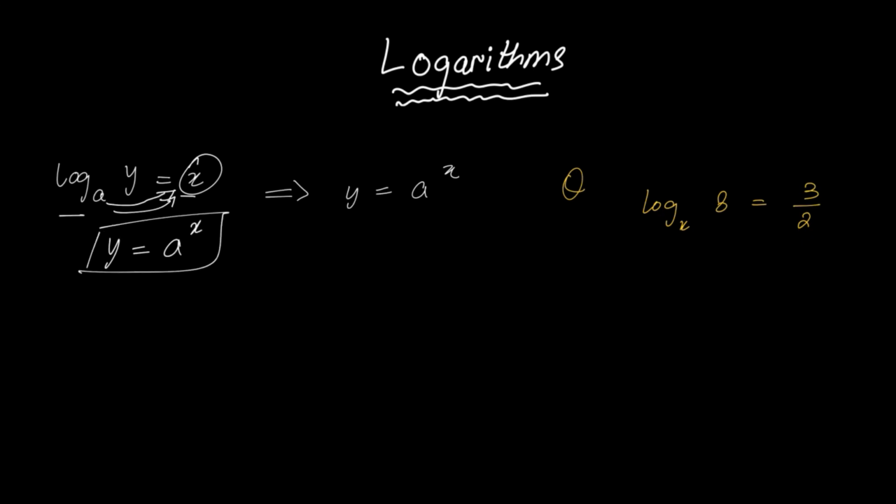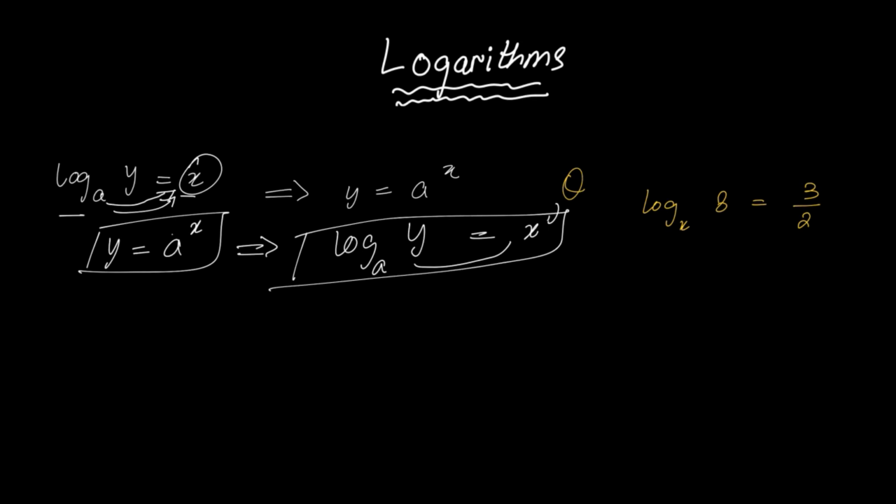And similarly, this can be done vice versa: you can put a log over here with y, and the x can come down from the power, and the a can come down over here from being the variable having the power x. So the log function is basically to find what power we have to apply to a to make it equal to y. Okay, so let's look at a question.